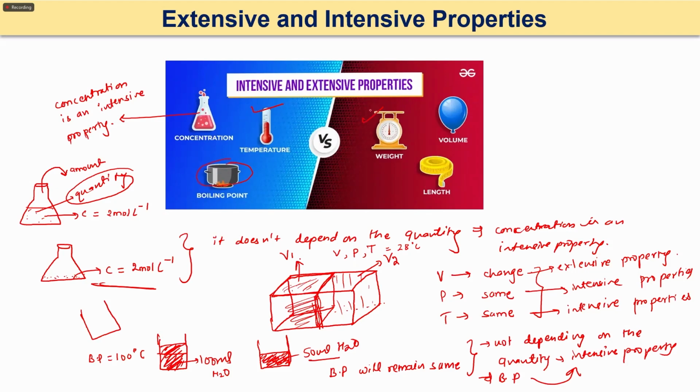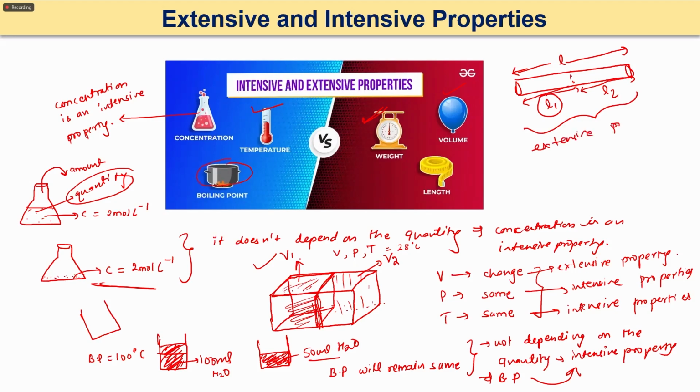Weight, of course, will be your extensive property. Volume, as shown here, is also an extensive property. Length: initially this was the length of a tube. Let us say this is your tube and its length is L. If we divide it in half, the length will change. Now its lengths are L1 and L2. If it is getting changed by dividing it in half, then it is an extensive property.